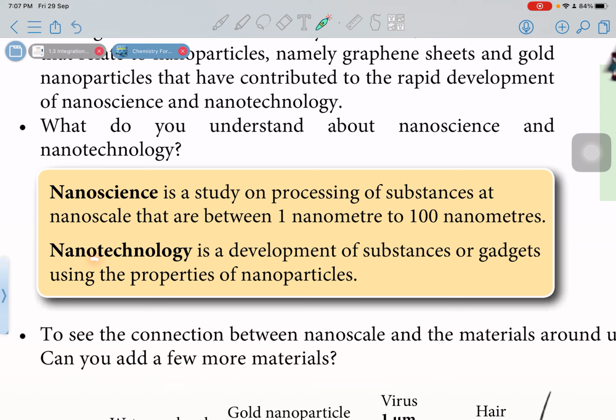And then next, nanotechnology. Nanotechnology is a development of substance or gadgets using the properties of nanoparticle. So macam nanoscience tadi, nanoscience ni adalah satu pembelajaran mengenai process of substance dalam nanoscale, scale yang kecil. Tapi nanotechnology pula, dia adalah development. Dia dah jadi sebuah teknologi yang menggunakan nanoparticle. So tu antara beza dua benda ni.